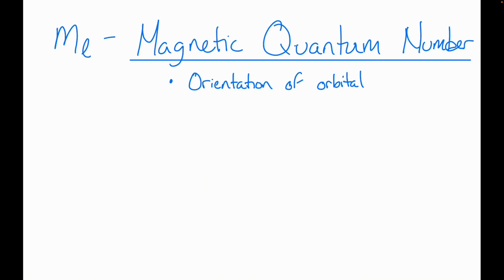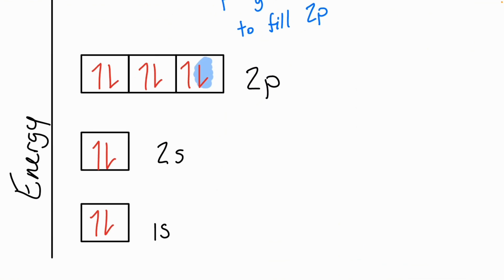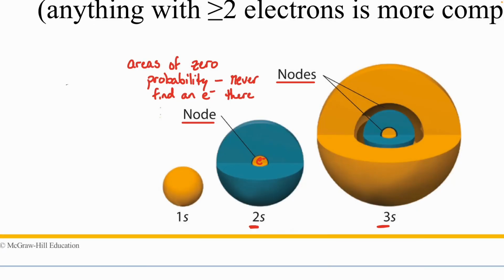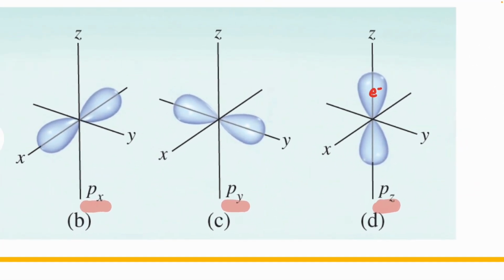Well, if we remember, we said that when we draw our electron configuration, we draw these three boxes, for example, a p orbital. What do those boxes correspond to? Well, remember when we were discussing our p orbital, we were talking about how it's got this peanut shape, but there are actually three peanuts. Hold on, let me find this picture. And the difference between them is just how they're oriented in space.